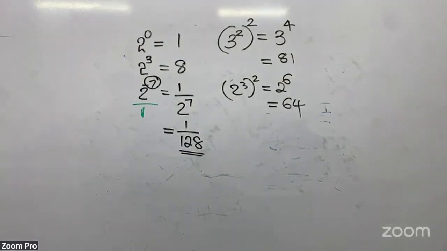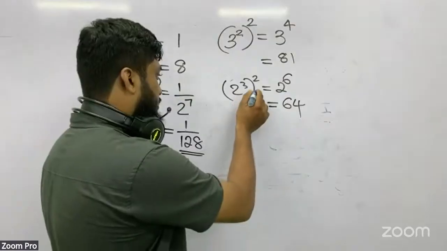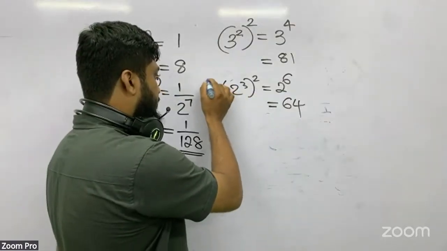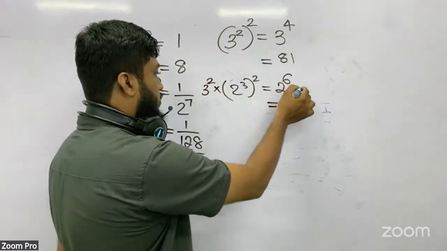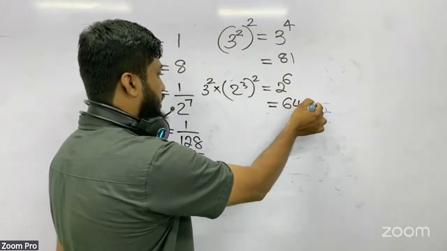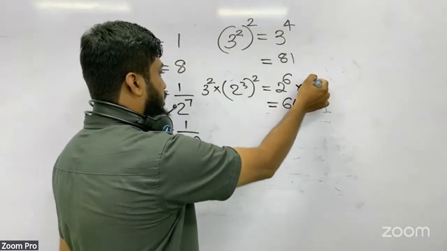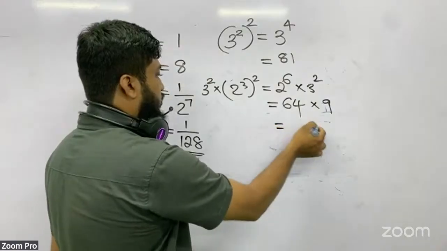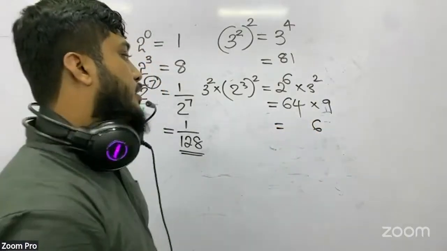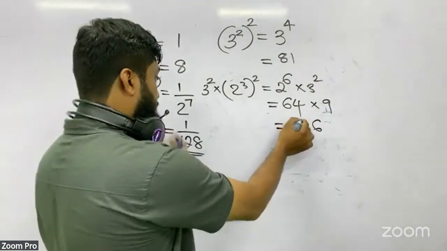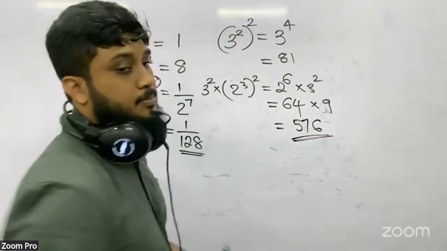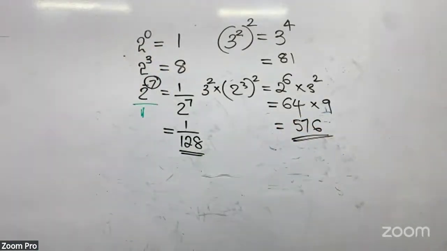Into 3 to the power 2. 2 to the power 3 into 3 to the power 2 is also there. Then how much is 3 to the power 2? That is 9. So 2 to the power 6 into 3 to the power 2 is 64 times 9. 9 into 4, 36. 9 into 6, 54. So 576. That part is clear? Okay, what's next?